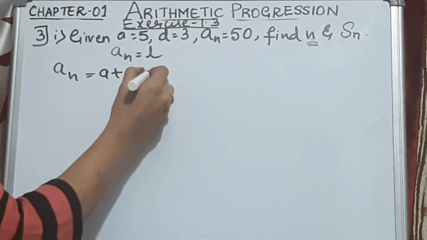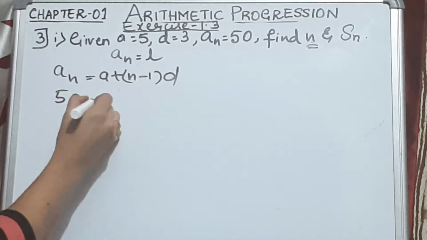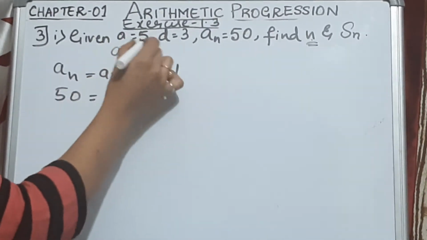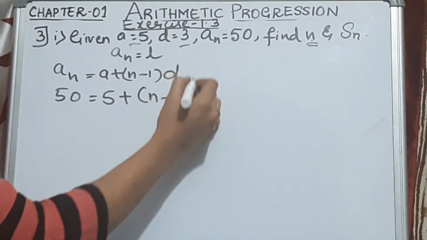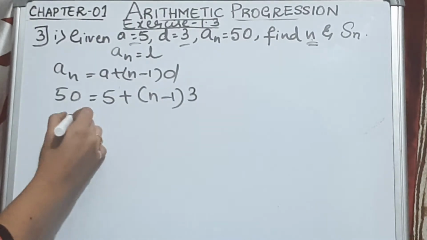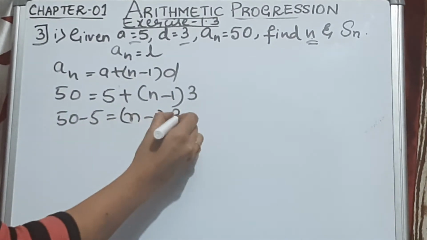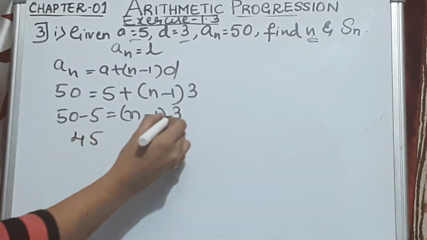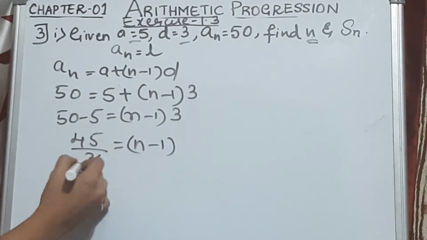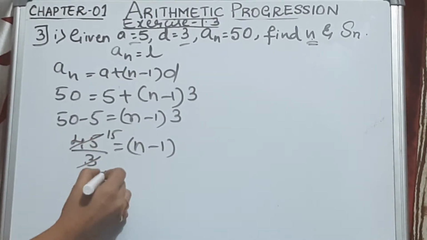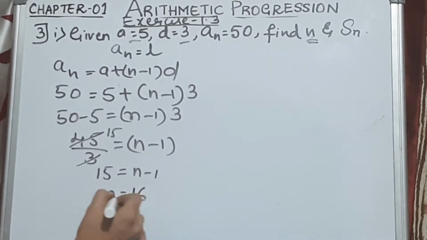A plus (n minus 1) into D. An is 50, given, and A is 5. N we don't know, we have to find. D is 3. Now 50, you take minus 5, and (n minus 1) into 3 equals 45. Just take 3 down: n minus 1 equals 45 by 3, which is 15. So 15 is equal to n minus 1, n is equal to 16.